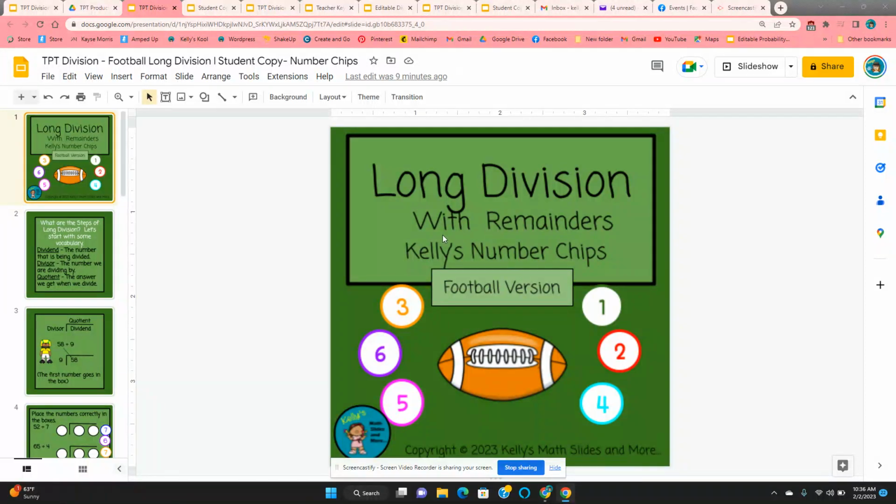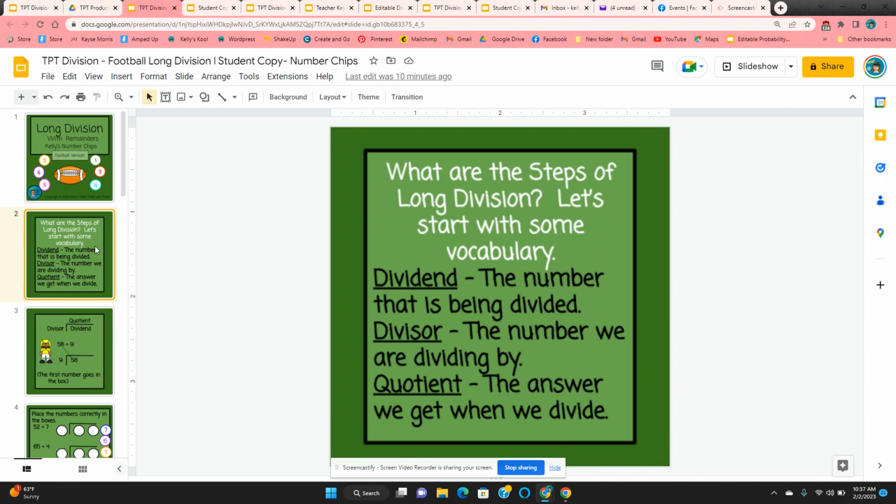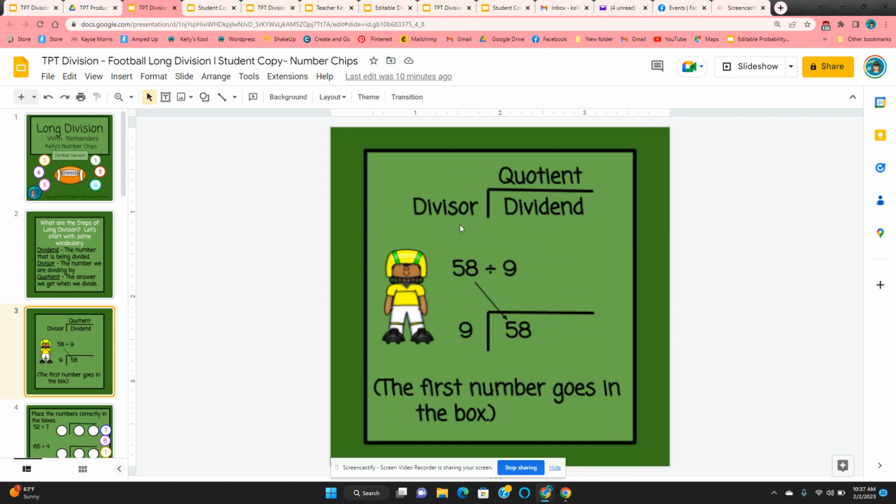Long division with remainders. This is a digital lesson with number chips. So it takes students down to the basics of how to do long division. It starts with some definitions, the dividend, divisor, and quotient, and then it shows where they go in the box or house, some people call it.